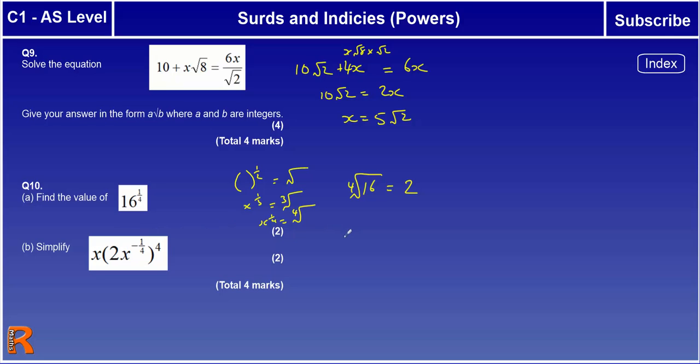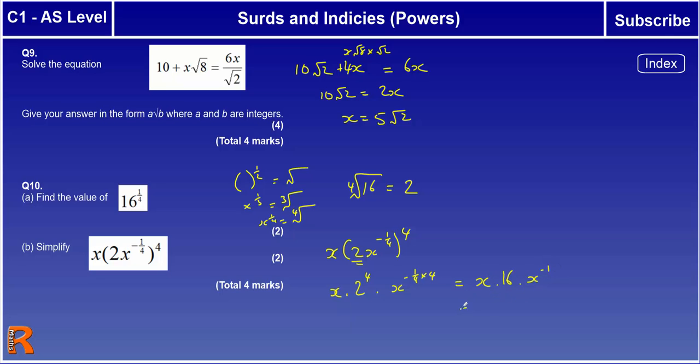Simplify this expression, so we've got x times 2x to the minus a quarter, all to the power of 4. The only thing I would say you've got to be careful with here, the rule is we multiply the power by the power when you do a power of a power, but we've got to do something with this 2. This 2 is also to the power of 4, so we've got x times 2 to the power of 4 times x to the minus a quarter times 4. So that's x times 2 to the power of 4, which is 16, times minus a quarter times 4 is just minus 1, so it's x to the minus 1.